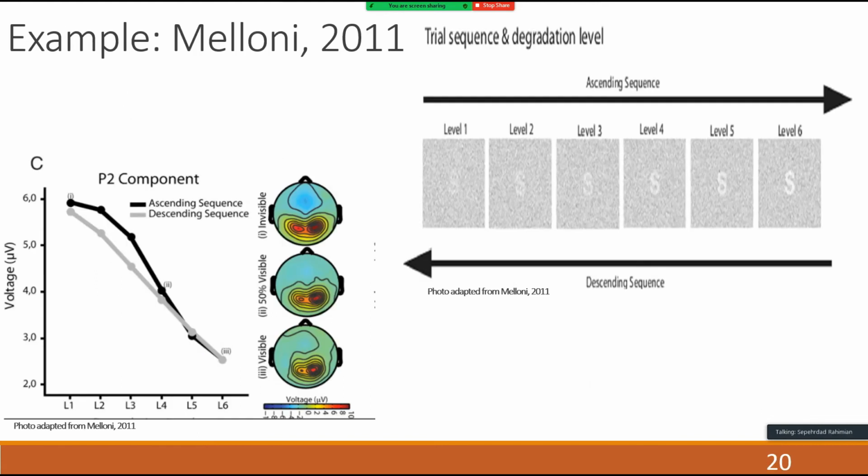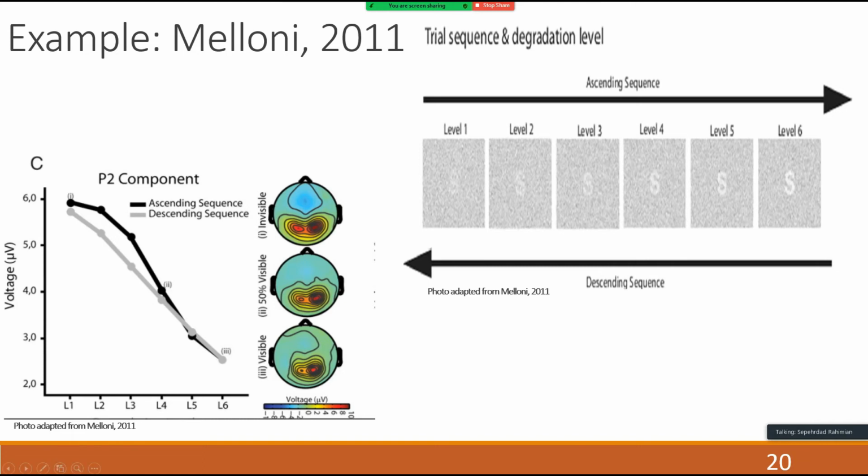Also with Meloni 2011, I'm going to take some time on this one, even though ironically I haven't read their paper completely. This is an interesting paper because in the past 10 years, this is the only EEG study on the effects of expectations on consciousness. So not just the properties of the bottom-up signal, but how you come to use your expectations.